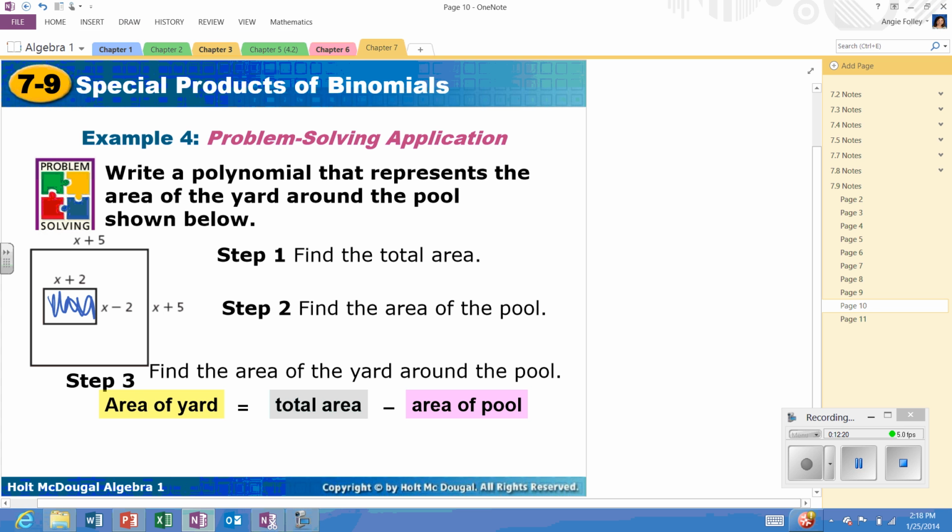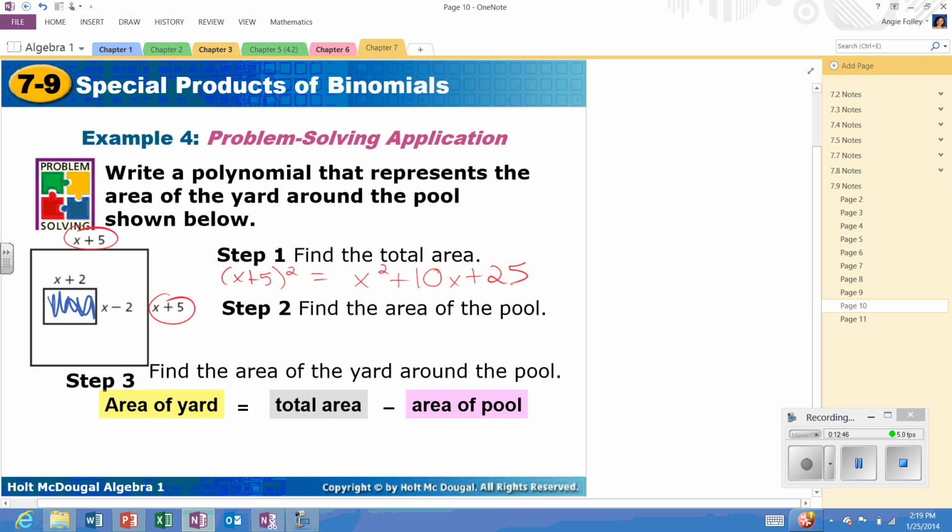So first we have to find the total area of everything around it. Well, if we look at this big square, we have a side x plus 5 and x plus 5. So to find that area, we're going to multiply those together. (x plus 5) squared. So that is going to be our first term squared plus our 2 middle terms multiplied and then doubled, so 10x, and then plus 25.